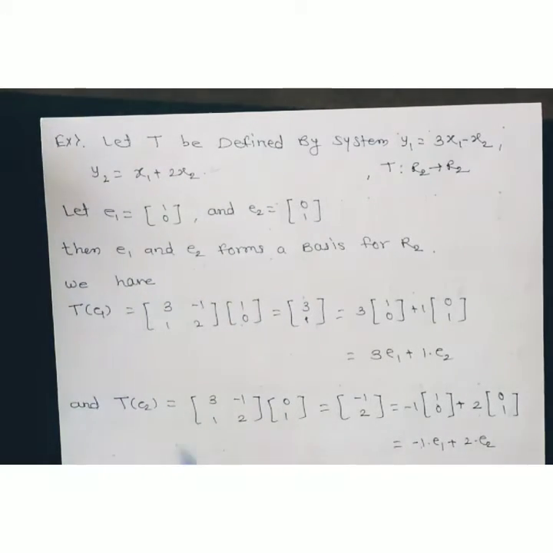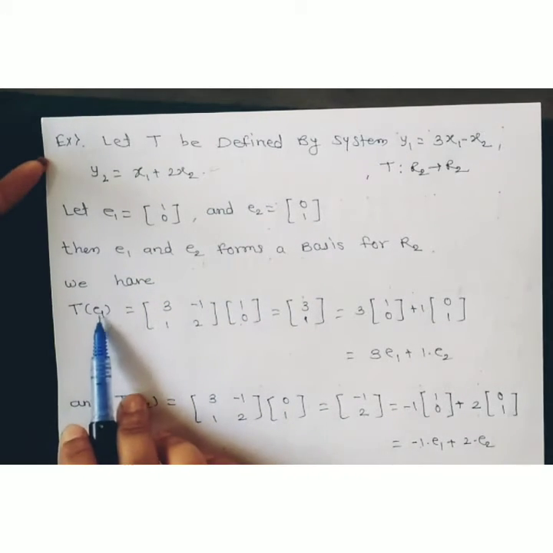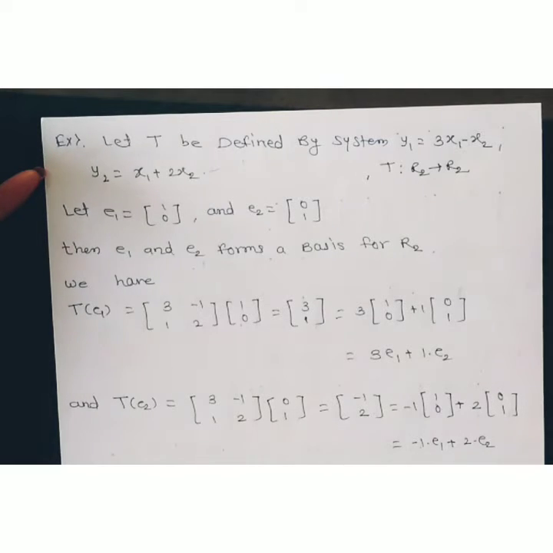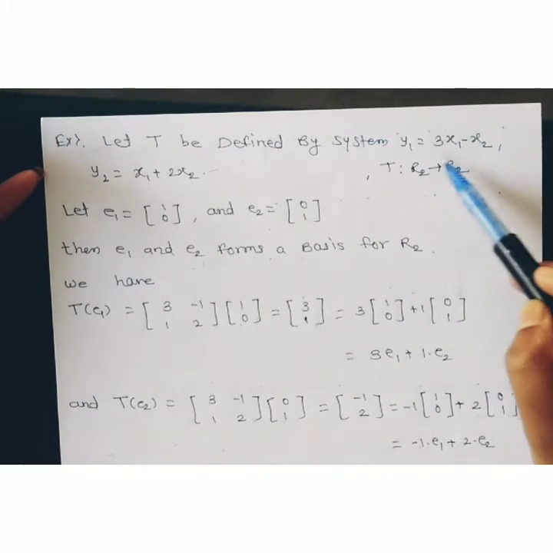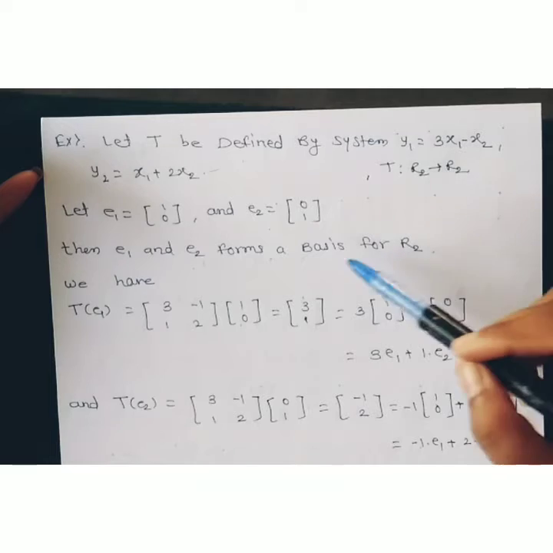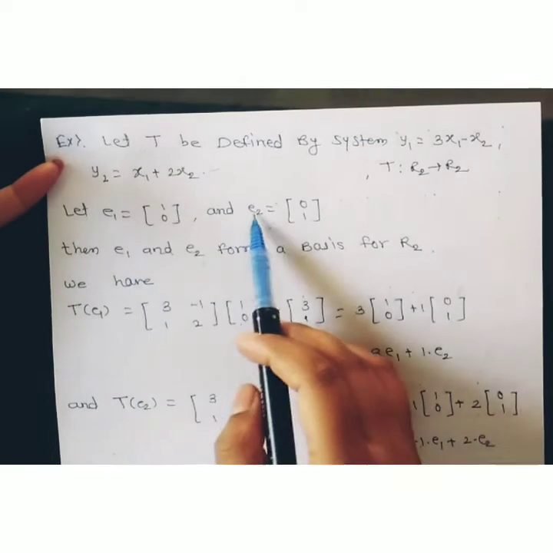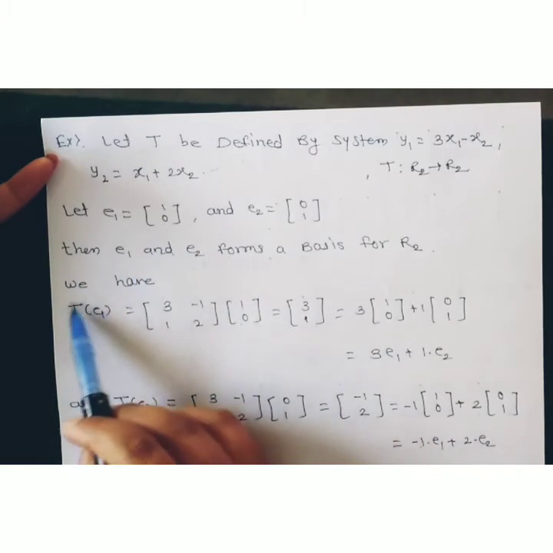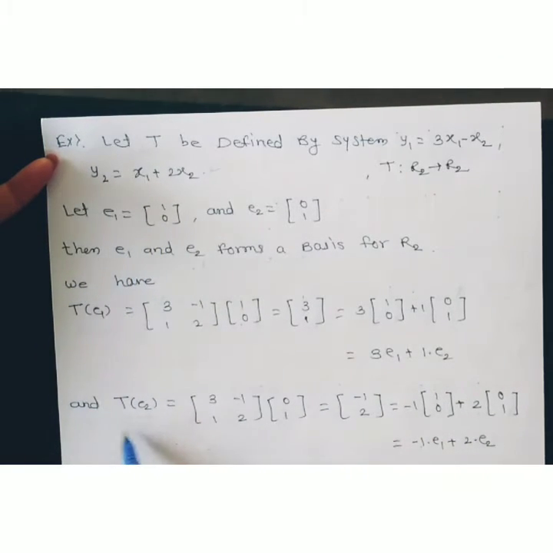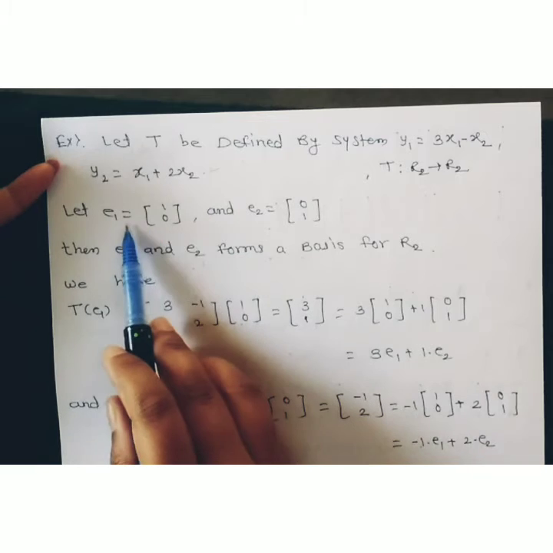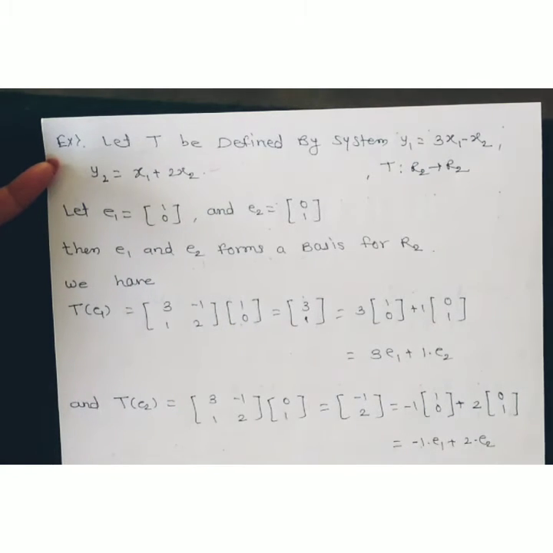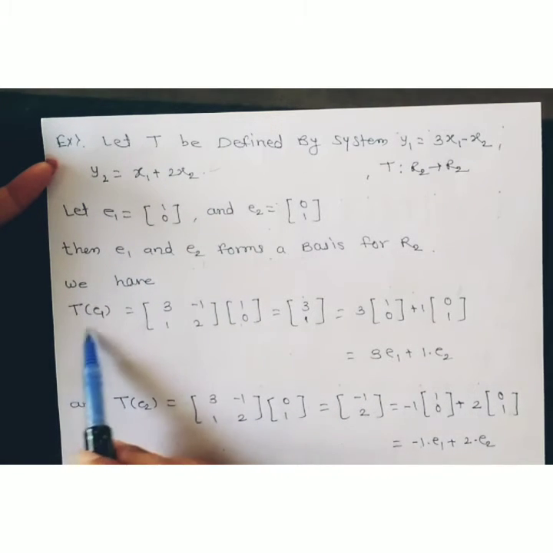So first of all, find out T of e1. Now look here. We are not given y1 and y2 directly as a linear combination of the basis, so we cannot do it as in the earlier problem. We have been given the basis e1 and e2, therefore we have to find T of e1 and T of e2 as a linear combination of these basis vectors e1 and e2. So first we calculate T of e1.